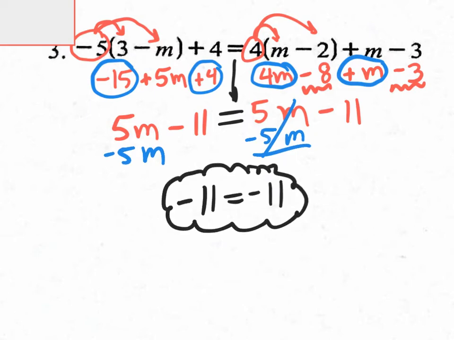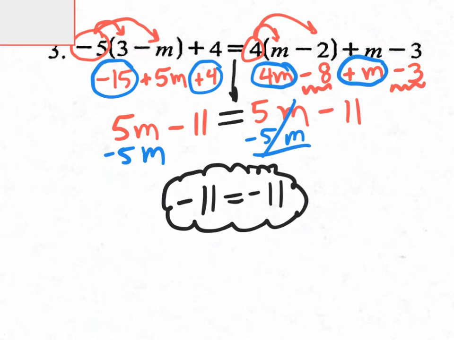Now remember, on an equation, you want to find the value that'll make it true. But this is true. Negative 11 equals negative 11. And there are no m's involved. So what does that mean? M's don't matter. The m's are eliminated. There are no m's, and this is a true statement. So any m value will give you a true statement.